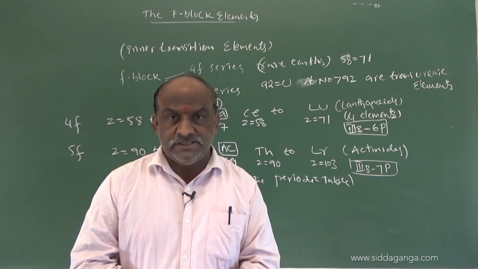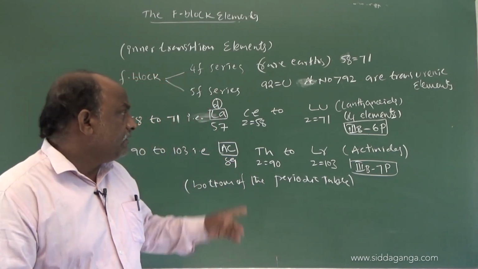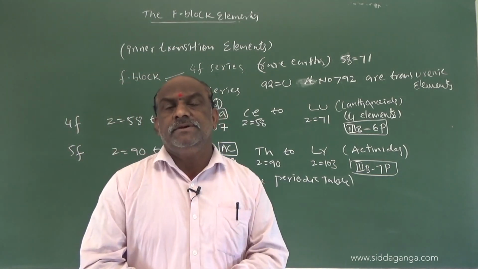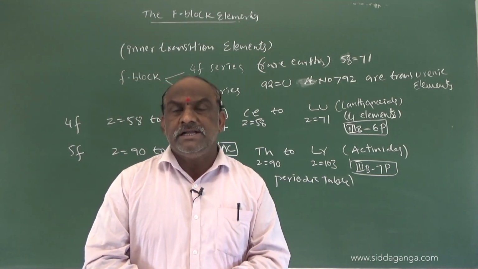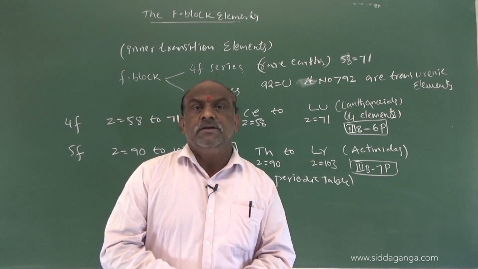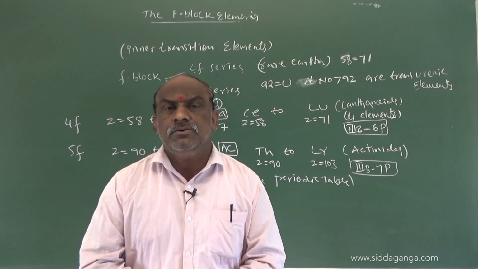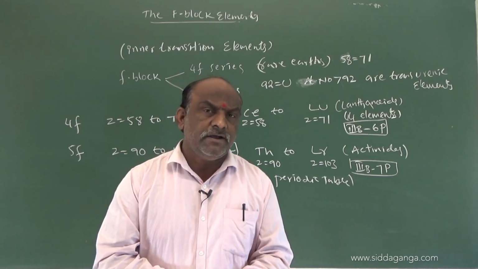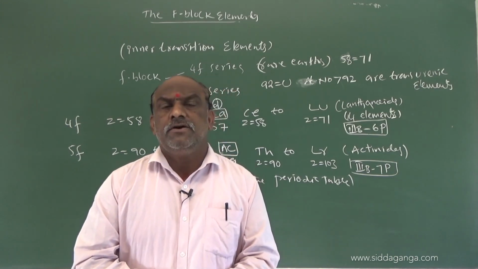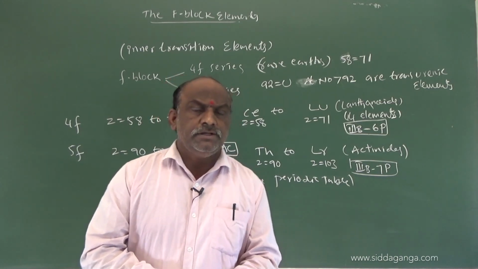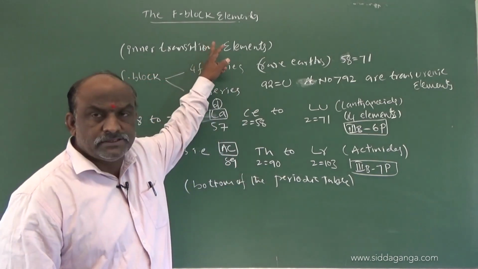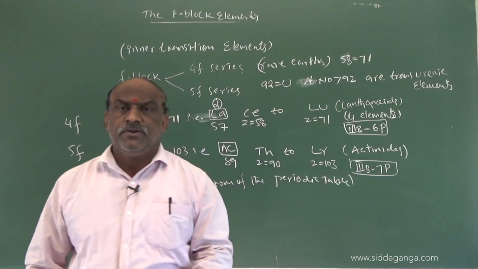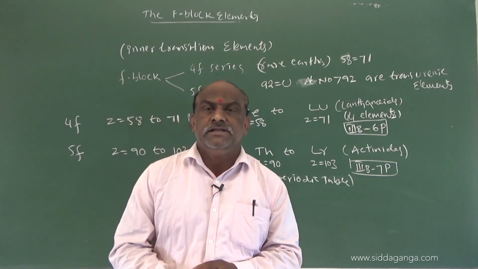Lanthanides are 4F series elements. On the other hand, actinides are 5F series elements. In these elements, the differentiating electron enters the antepenultimate shell, the F orbital. Due to that, these are called F block elements, also named inner transition elements.